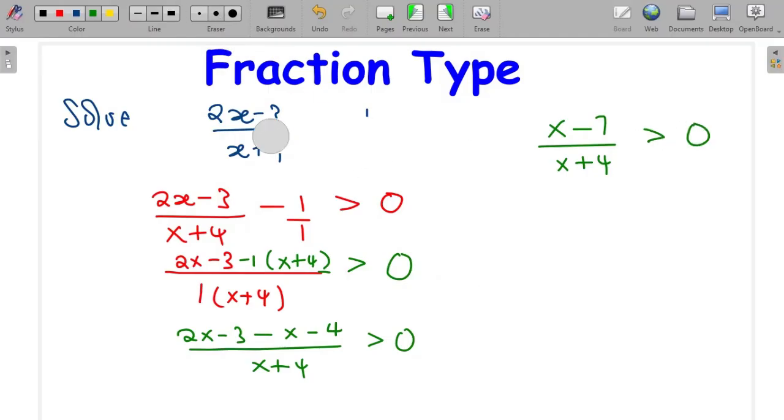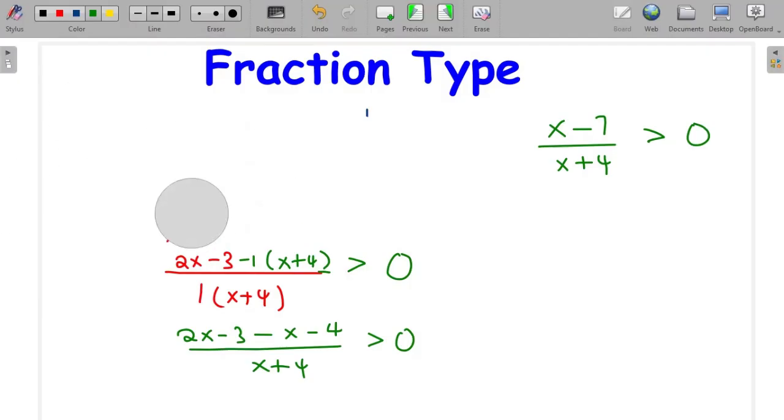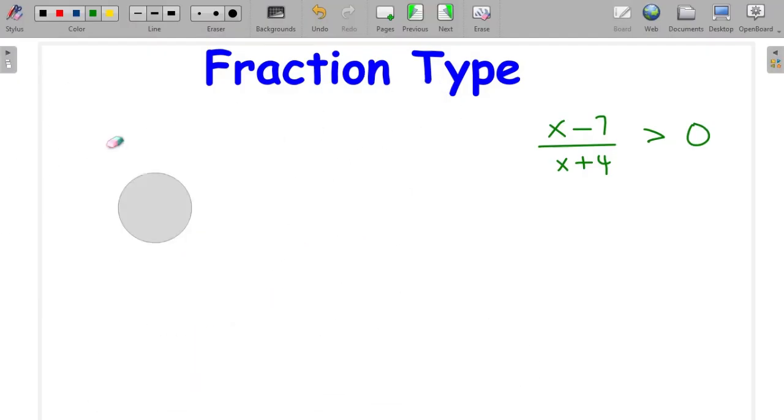Okay, and then from there, we're just going to say, let's find the critical points. So now here, when you're dealing with a fraction, always be careful with the what? With the denominator, because we know that the denominator can never be 0. So when finding the critical points here, I'm just going to say x minus 7 is equal to 0. So x is equal to 7. So this is my first critical point.